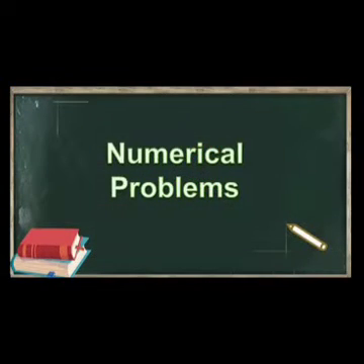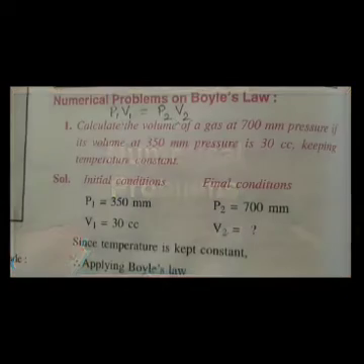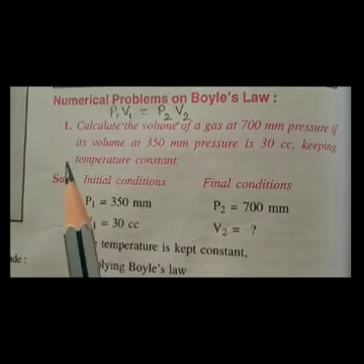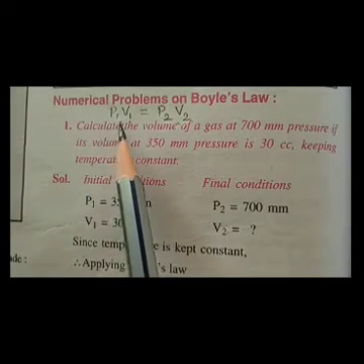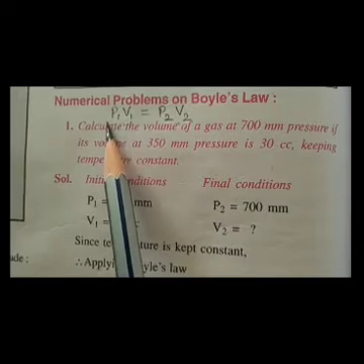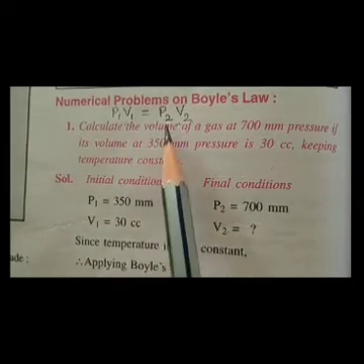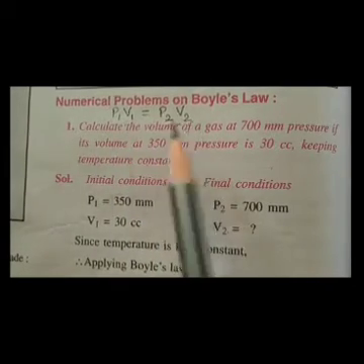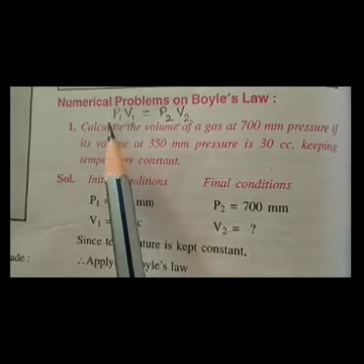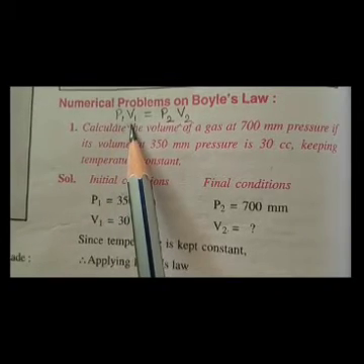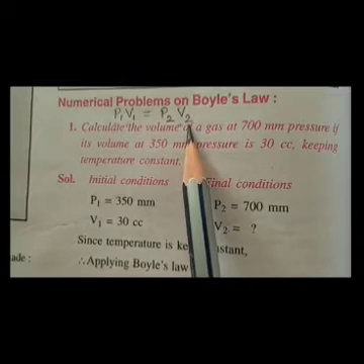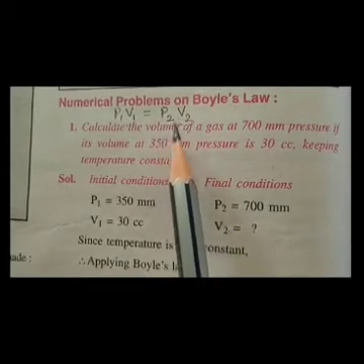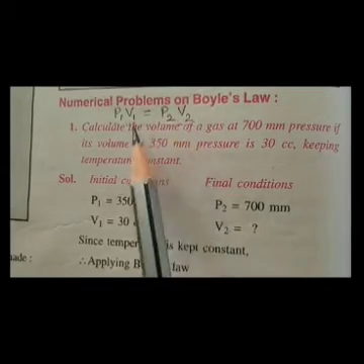Now, let's solve some numerical problems on the basis of Boyle's law. For solving the numerical problems, we are going to use the Boyle's law equation, which is P1 multiplied by V1 equal to P2 multiplied by V2, where P1 and V1 are the initial pressure and volume respectively, and P2 and V2 are the final pressure and volume respectively of the same mass of gas.